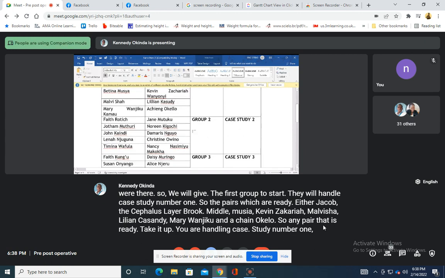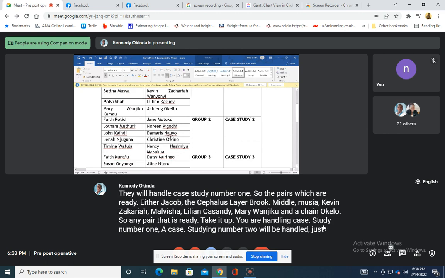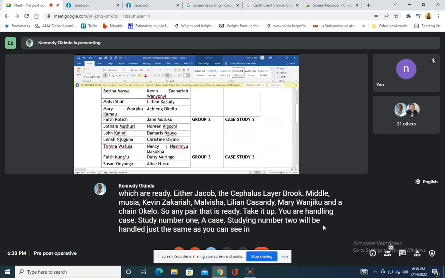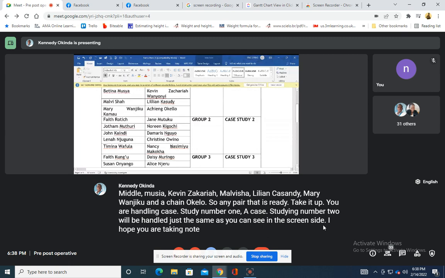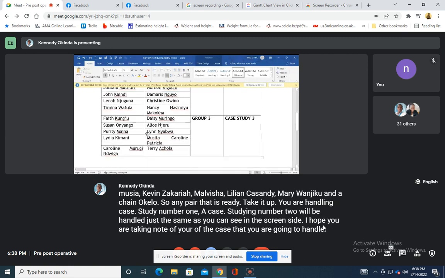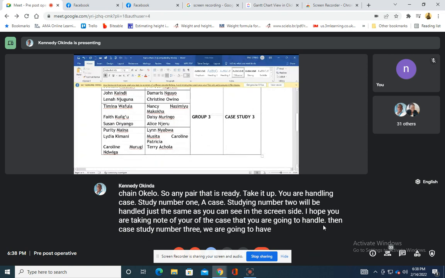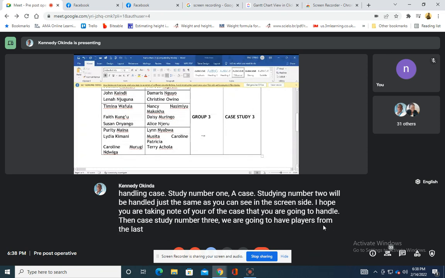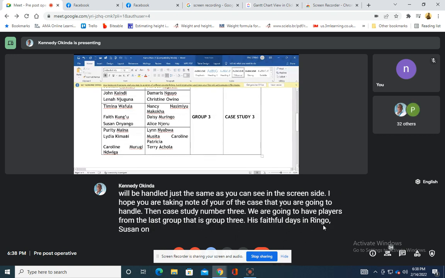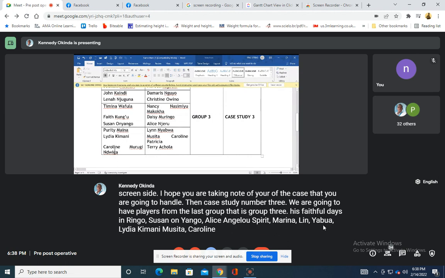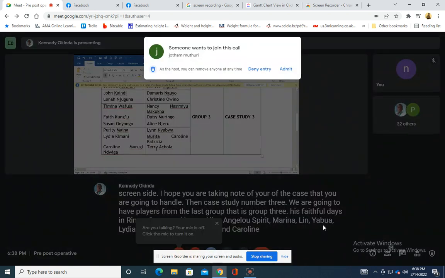Case study number 2 will be handled just the same as you can see on your screen. So I hope you are taking note of the number of the case study you are going to handle. Then case study number 3, we are going to have pairs from the last group, group 3: Faith Kungu, Daisy Muringo, Susan Onyango, Alice Njeru, Purity Maina, Lynn Nyambwa, Lydia Kimani, and Caroline Musita.